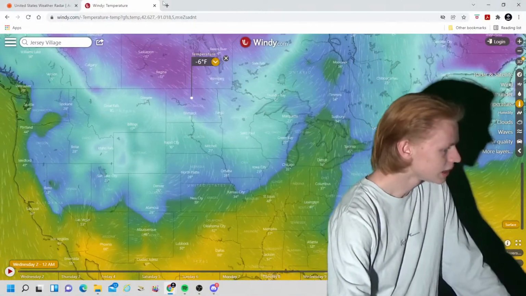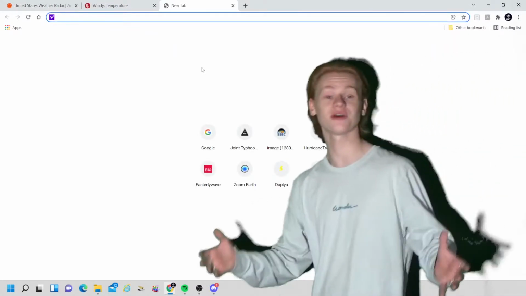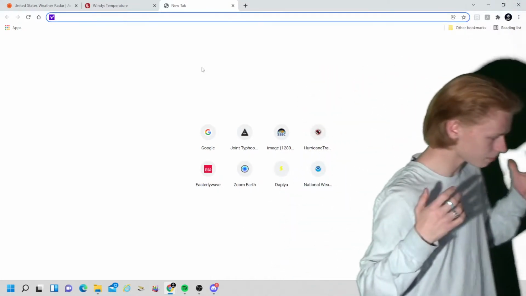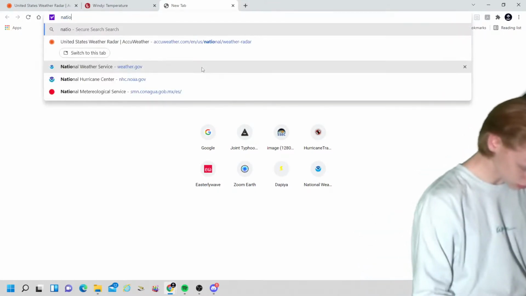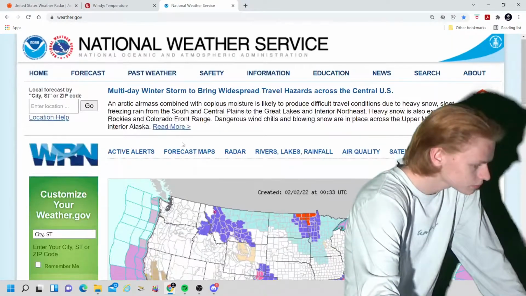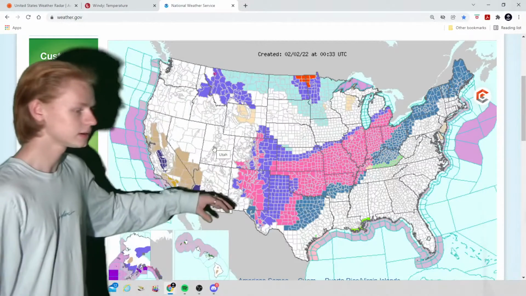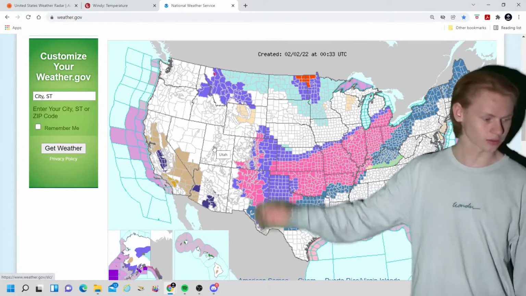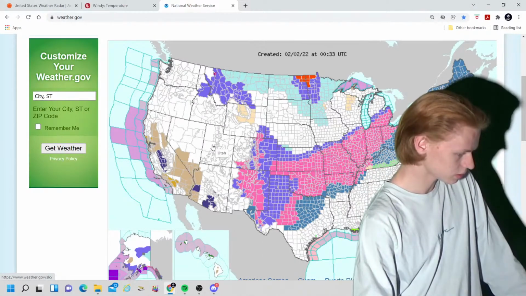Incredibly cold temperatures. I want to actually go over to the National Weather Service, talk about the watches and warnings in effect for this, because it's impacting probably close to 100 million people. So let's go to the National Weather Service. So as you can see, we have watches and warnings all the way throughout Texas. You got New Mexico out here. You got Colorado. We got, this is Utah.